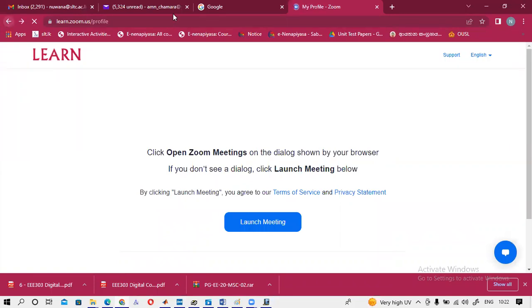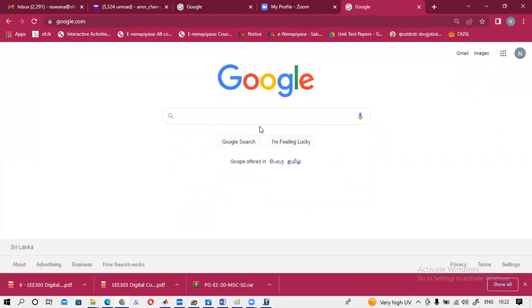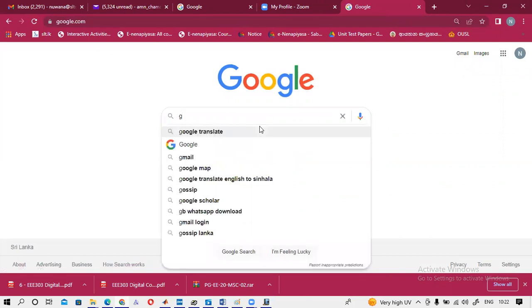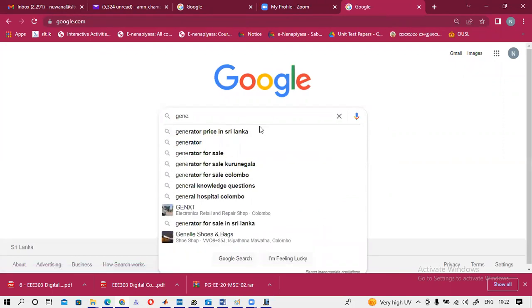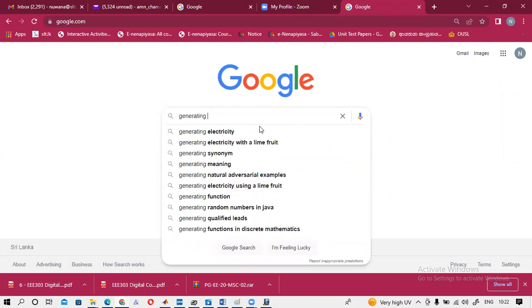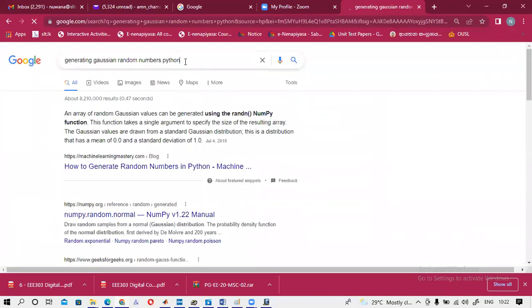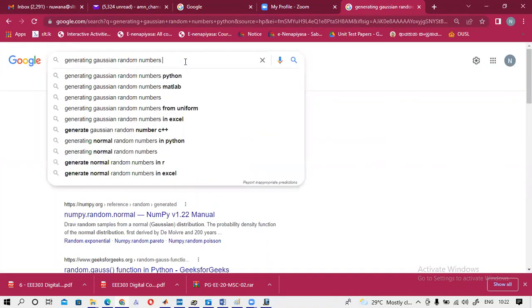As usual, if I search on Google, generating Gaussian random numbers in MATLAB, not in Python, in MATLAB.